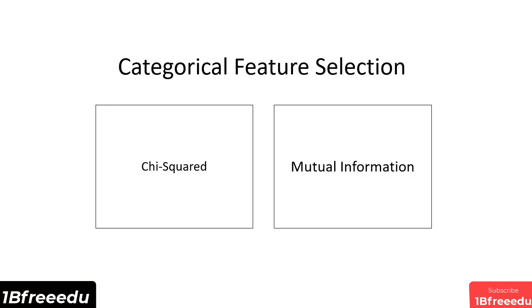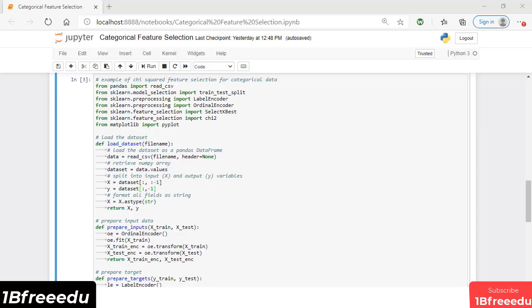Pearson's chi-squared statistical hypothesis test is an example of a test for independence between two categorical variables. The results of this test can be used for feature selection, where those features that are independent of the target variable can be removed from the data set. The scikit-learn machine learning library provides an implementation of the chi-squared test in the chi2 function.